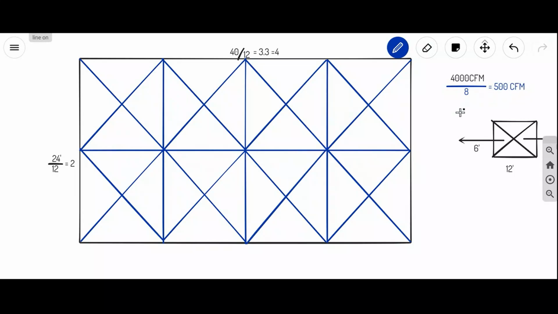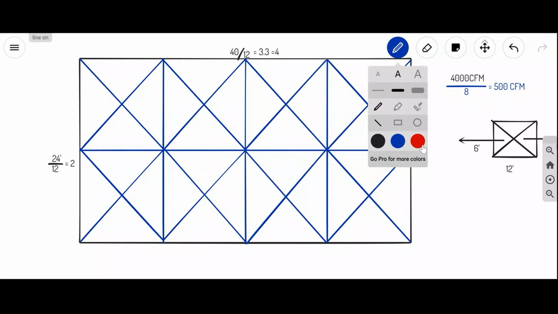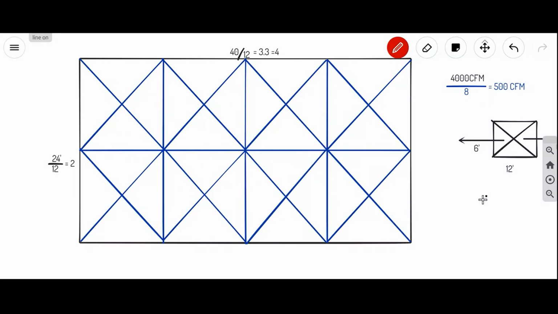If it is 500 CFM each, what is the diffuser size then? Diffuser size, okay, 12 by 12. 12 inch into 12 inch. When you come out of that calculation, divided by 400. Yeah, got it, sir.